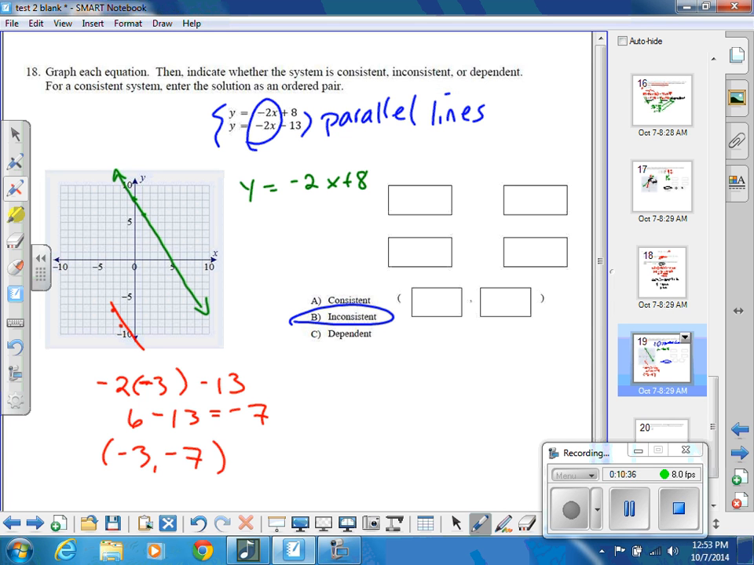So if I go ahead and graph this, notice these are parallel, so they're inconsistent. Obviously parallel, they're never going to cross. They don't even look like they will. So inconsistent, there's no solution here for a number to put in because it's inconsistent. Okay.